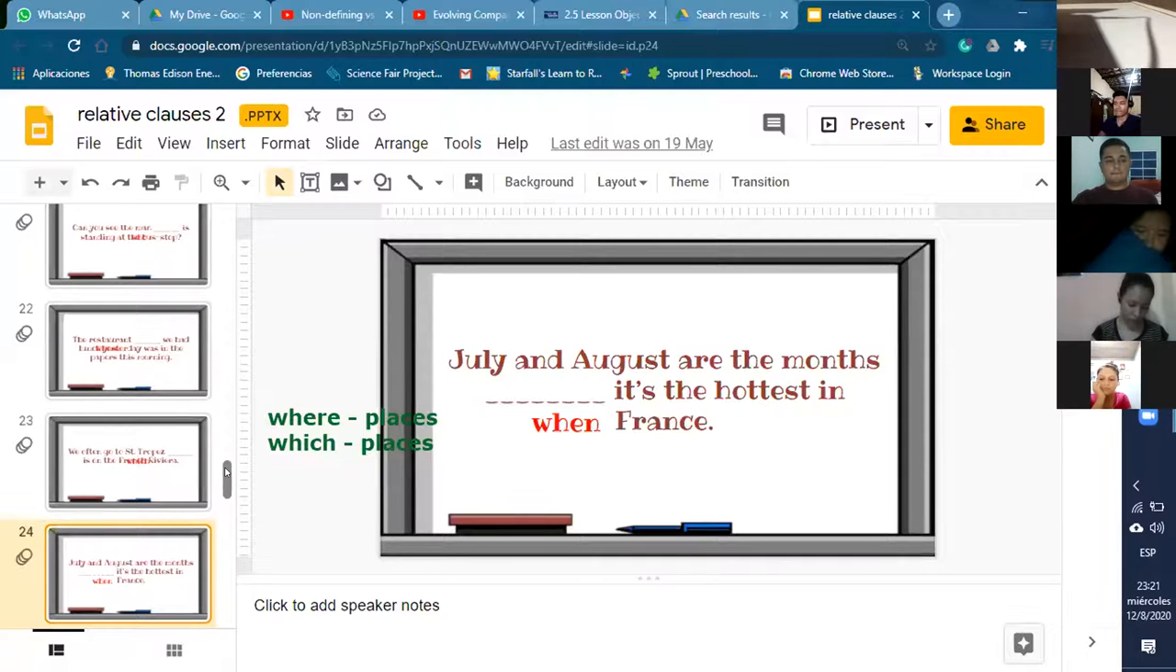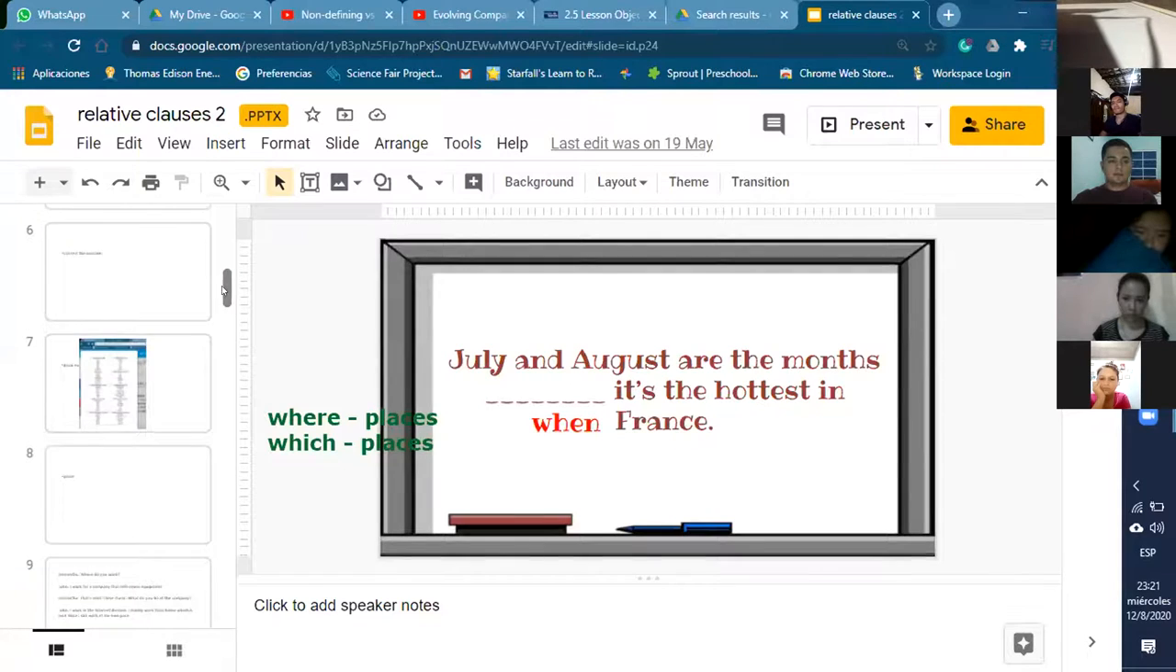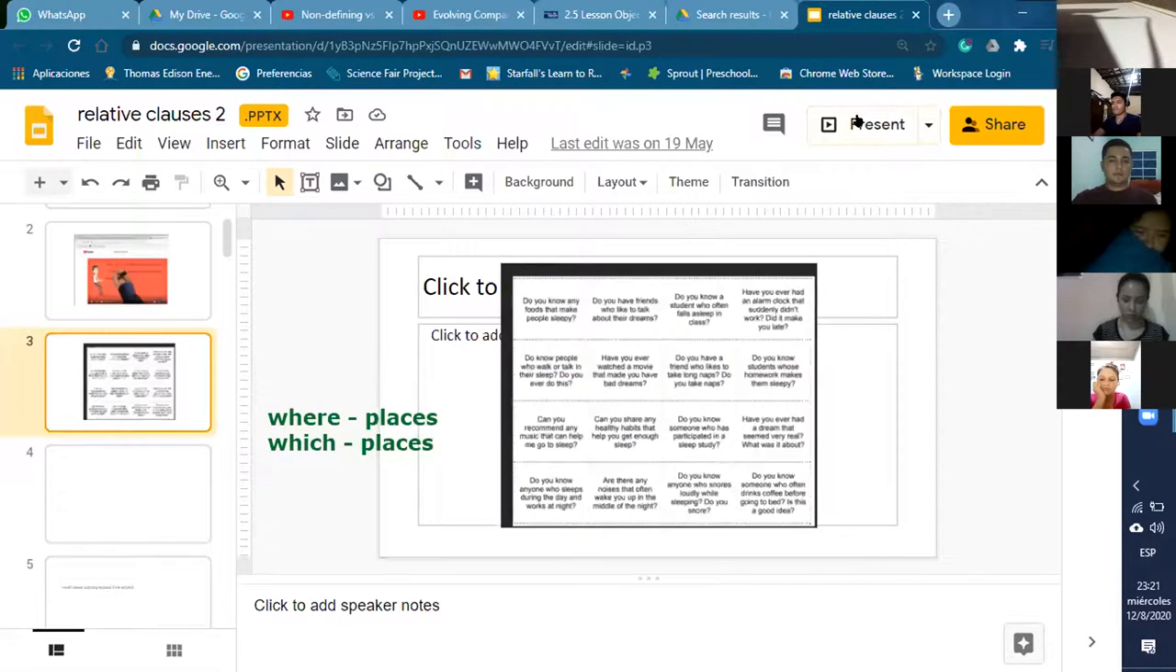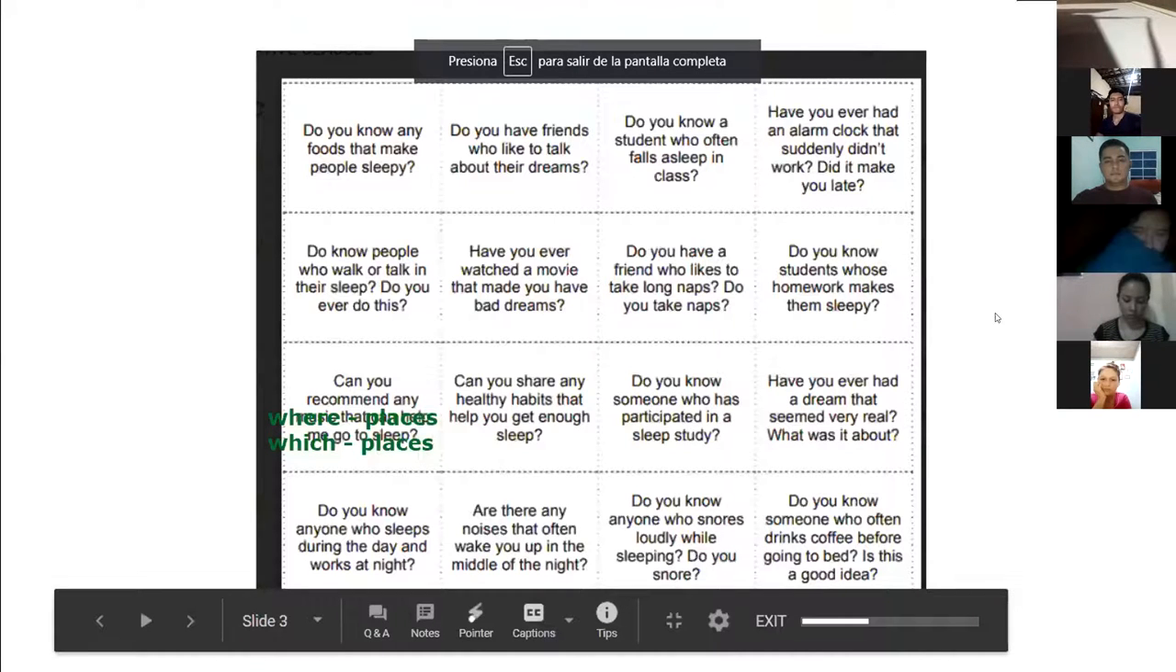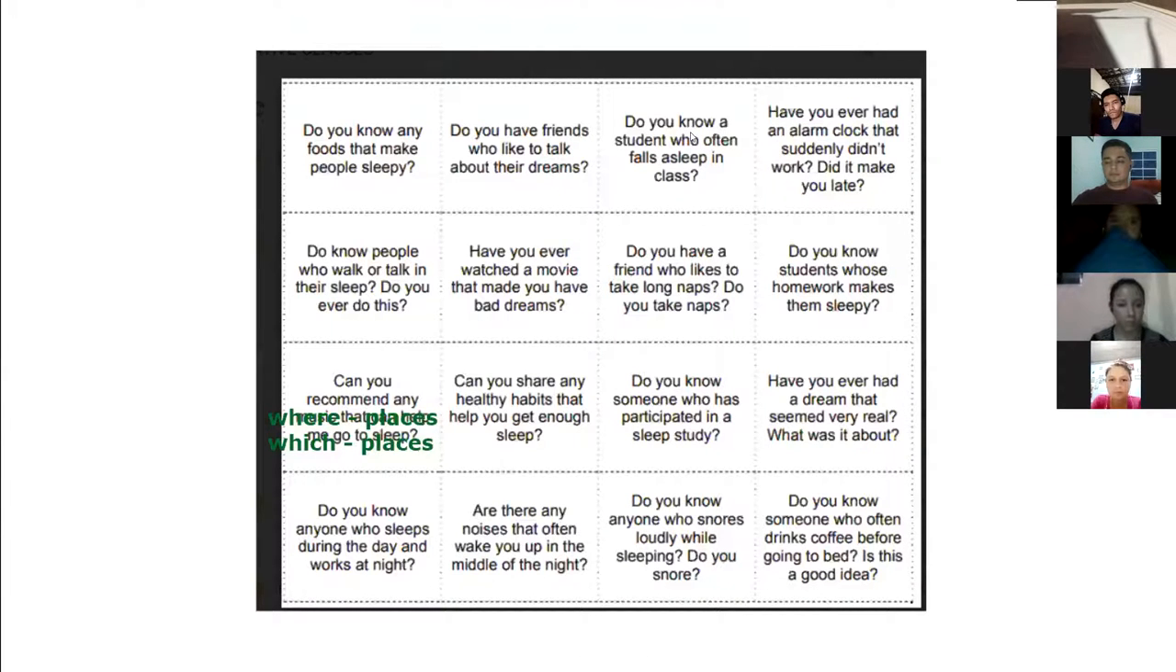Okay, we are going to talk about dreams right now, guys. We're going to have a small discussion before we do one more exercise. So look, here are the questions. In the first question, Veronica, where can you see the relative clause in the first question? Or anybody, where can you see the relative clause in the first question? That. The first question? Where is the relative clause?